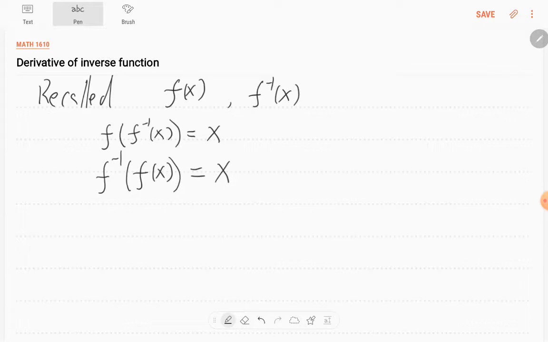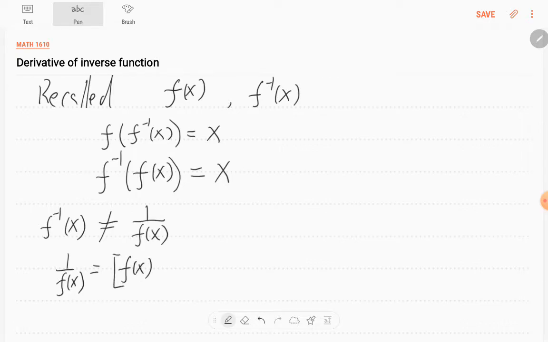So here are some conventions for the notations. f inverse is not 1 over f of x. So what is 1 over f of x? If you want to write 1 over f of x as a power, it should be f of x, then we put the bracket, then raised to the power negative 1. So that is the negative 1 power.